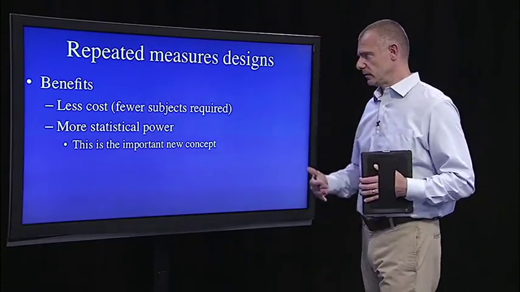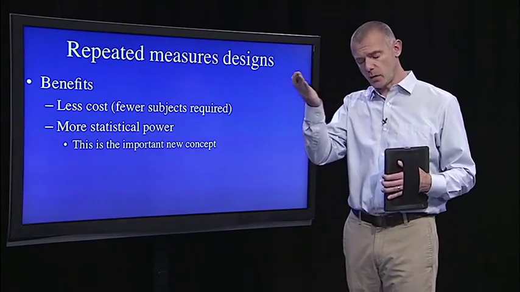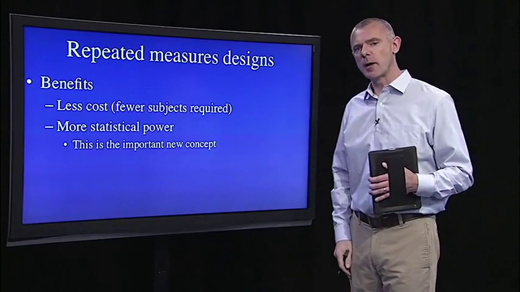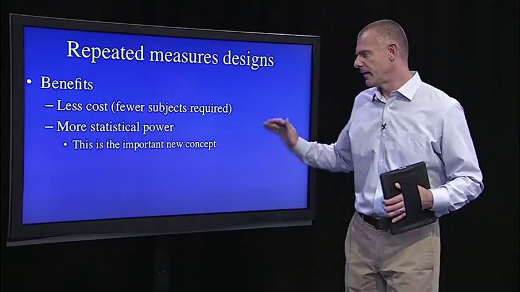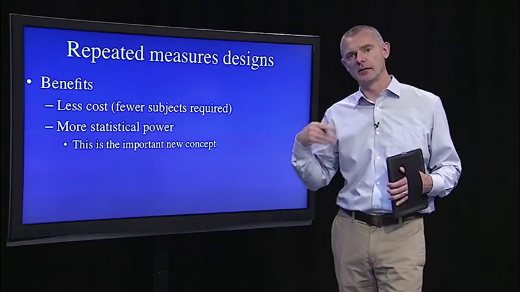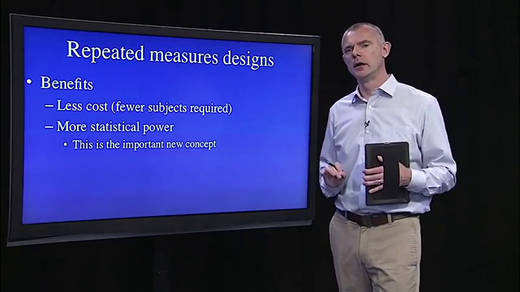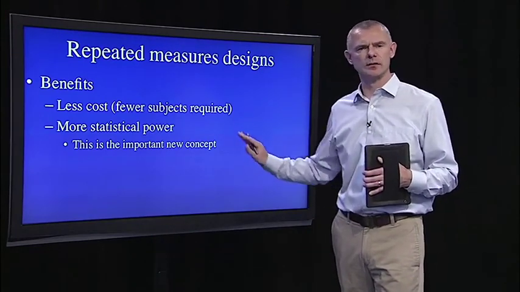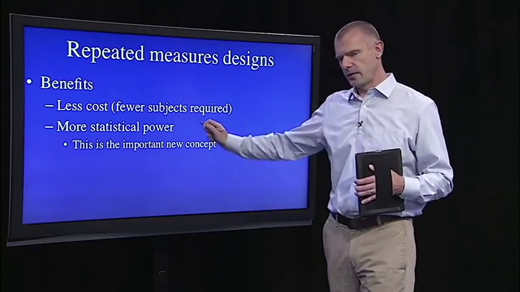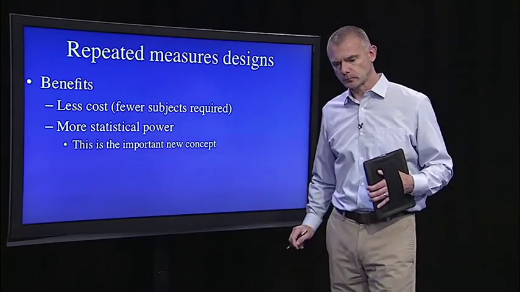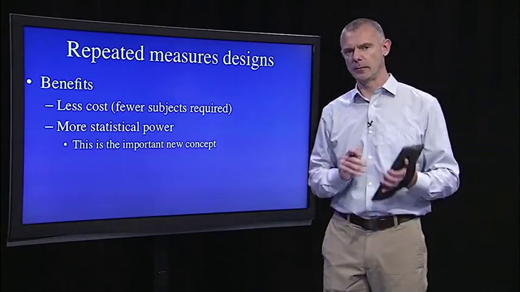So that's the main benefit, is it's less cost. You need fewer subjects because every subject is exposed to every condition in your experiment. That also gives you more statistical power. And that's the really important concept to get out of this segment. That's the one new thing. We've already covered ANOVA, right? But you'll see the structure of the data is different. The F ratio is a little different. And that's the most important piece to understand. Those are the benefits. There are some risks and limitations. We'll talk about them in the next segment.